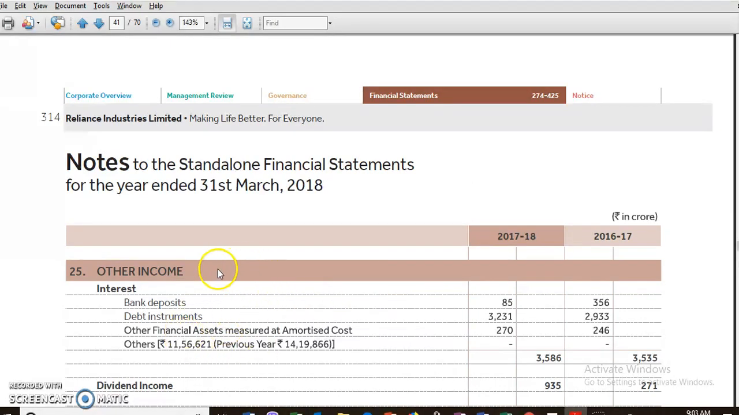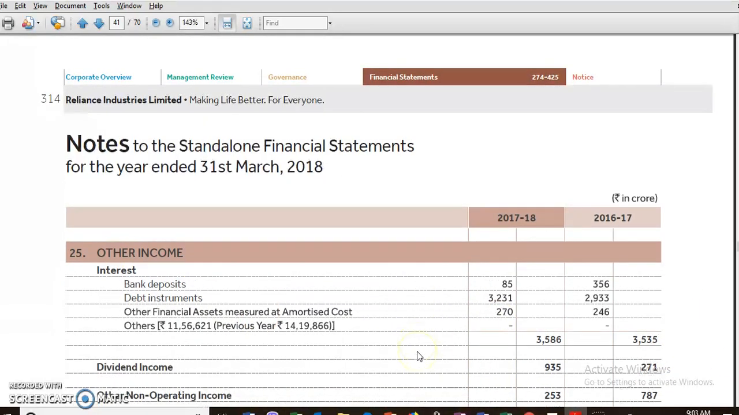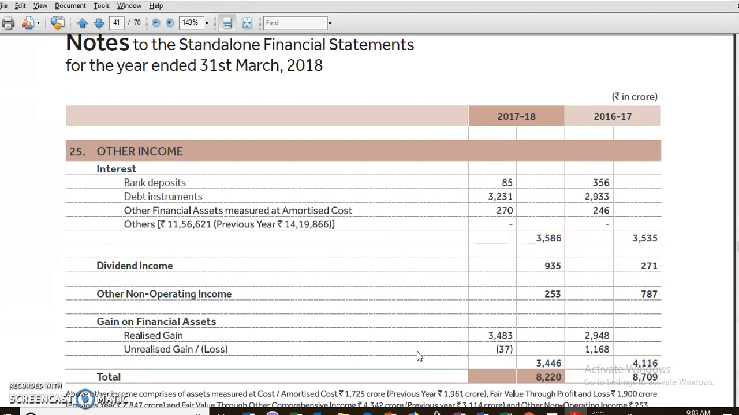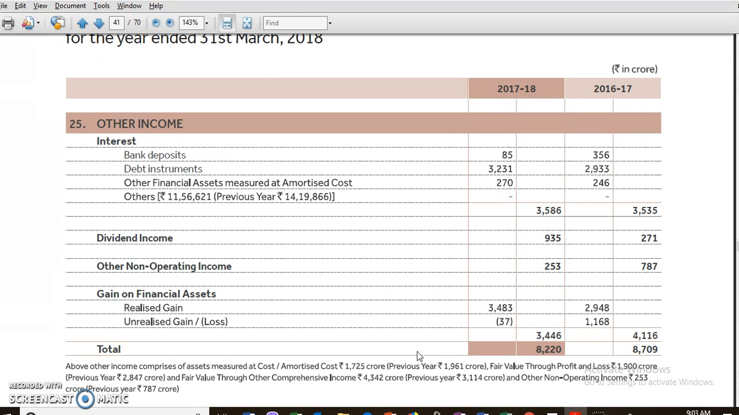Here you can see the other income is the interest, dividend income, non-operating income, and also gain on financial assets. As we said earlier, these are not related directly to the operations, but they are incidental. So interest on bank deposits is from where they have invested or kept the money in the bank.